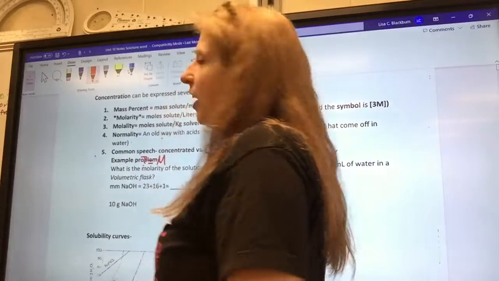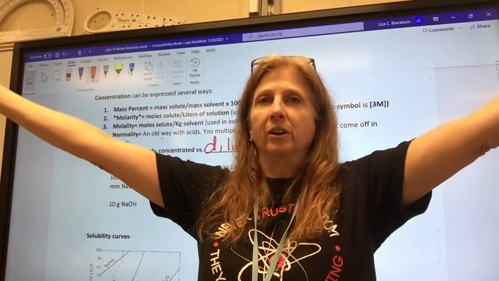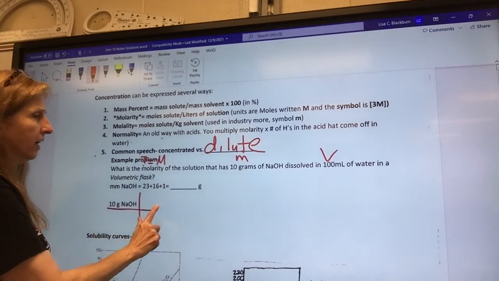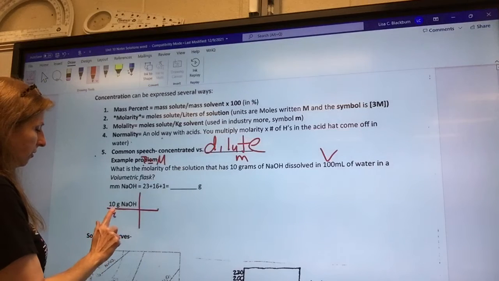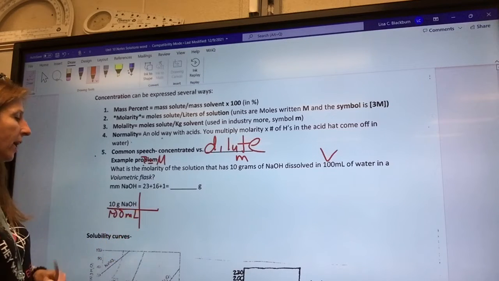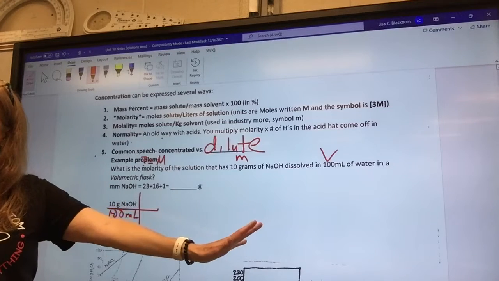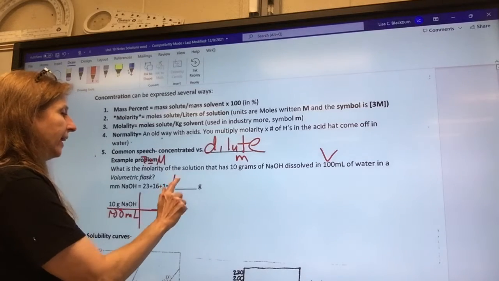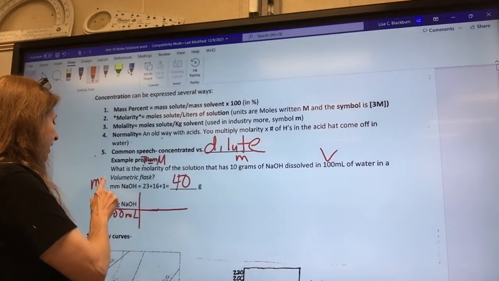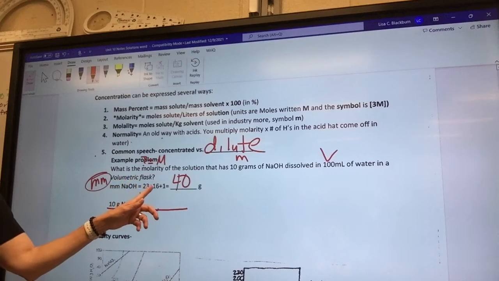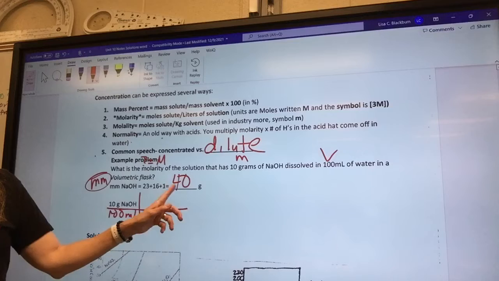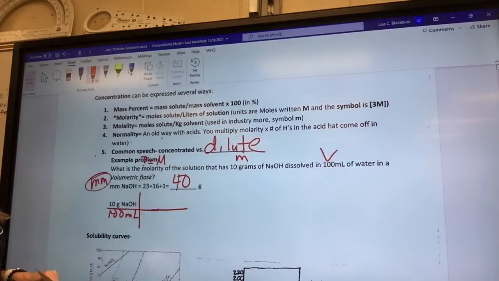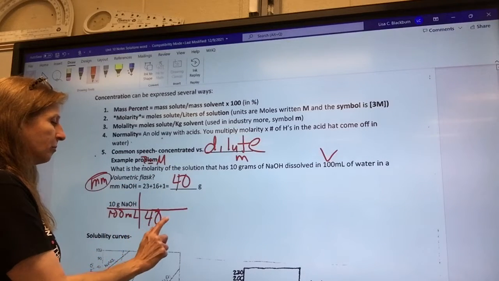All right, so this is how the problem works. First, we're going to start with what you know. I have 10 grams of sodium hydroxide in 100 milliliters of water. What goes catty corner always? What you already have, grams of sodium hydroxide. And where I get it is the molar mass. Here's my M&M. So I do the mass of sodium plus the mass of oxygen plus the mass of hydrogen, add them up. If you didn't learn how to do that for the last mini test, you need to learn how. So I'm going to write my 40 grams of sodium hydroxide here.